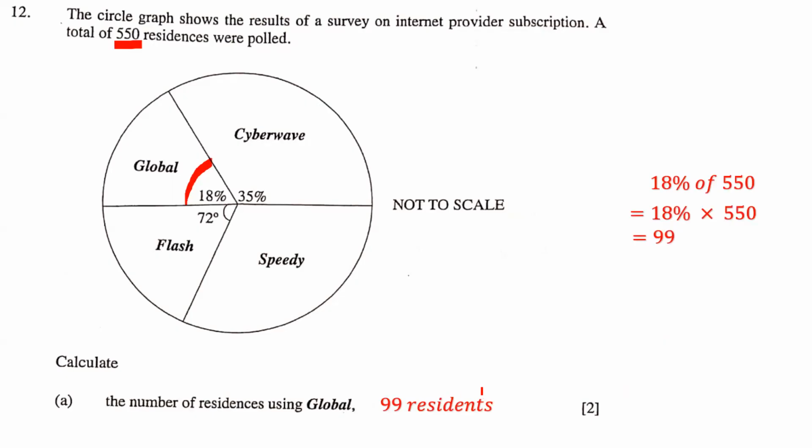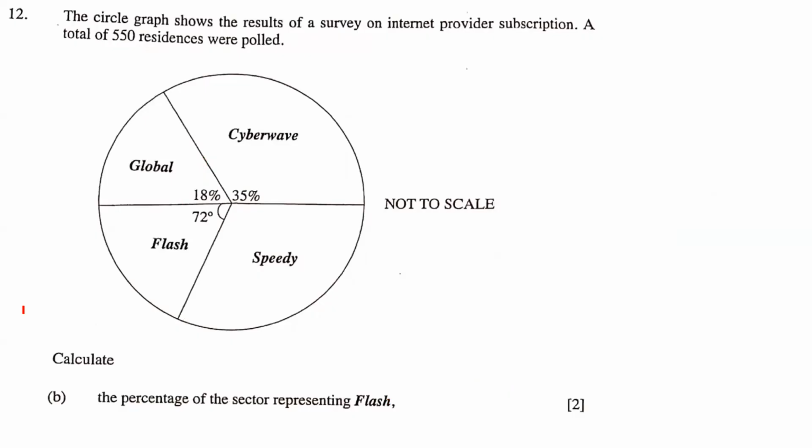Sorry, 99 residencies, not residents. So let's fix that. Residencies, C-E-S. So 99 residencies. Okay, so that's the correct one. So moving right along, let's move on to number 12b.